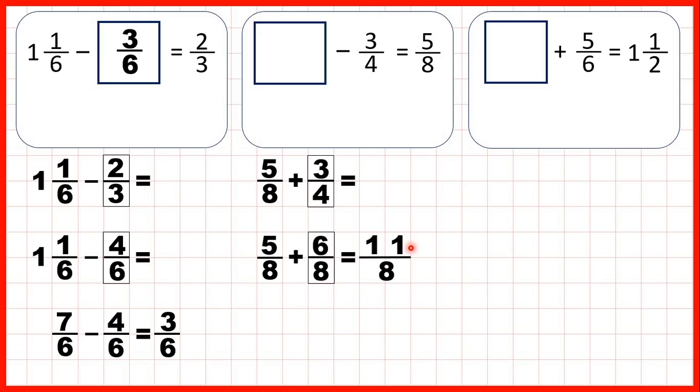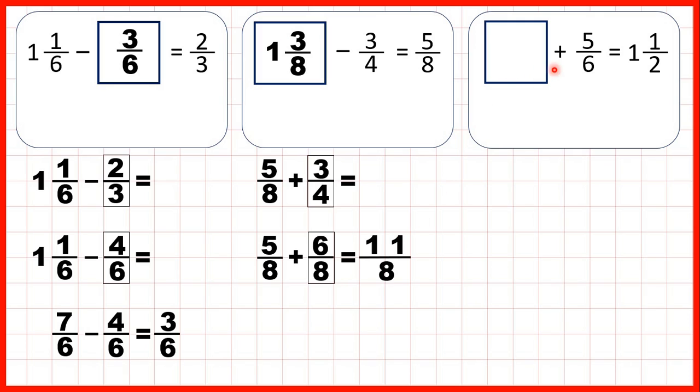is 11. Now we could write our missing number as an improper fraction, so as 11/8, but we can turn that back into a mixed number. 11 divided by 8 is 1 remainder 3, so that's 1 and 3/8 as a mixed number, because 1 times 8 is 8, then we need 3 more to get to 11.